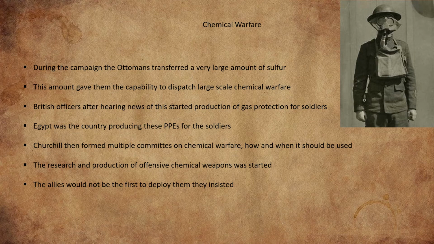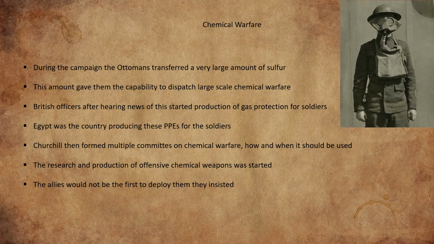Chemical warfare during the Gallipoli Campaign. During the campaign, the Ottomans transferred a very large amount of sulfur back to the Gallipoli Peninsula. This amount gave them the capability to dispatch large-scale chemical warfare on the Allied forces. British officers, on hearing news of this, started production of gas protection for soldiers, such as respirators and gas masks, such as you can see in the top right picture.